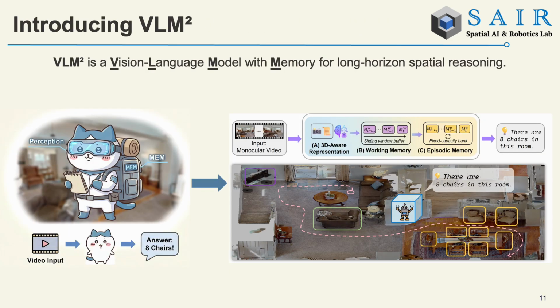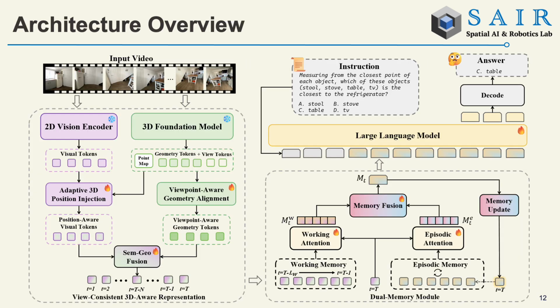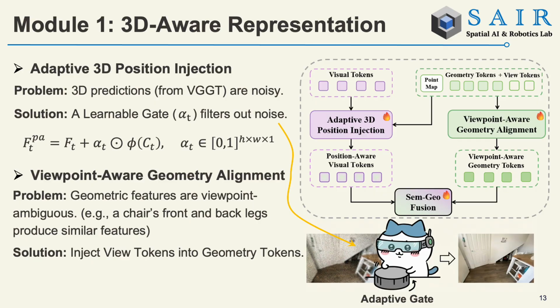VLM² tackles both failures. Think of it as giving the model goggles and a backpack. The goggles provide view-consistent 3D perception, while the backpack preserves short and long-term information about objects that are no longer visible. The pipeline has three stages. A 2D encoder extracts semantic features, while the Pi3 foundation model provides geometry and viewpoint cues. Two alignment modules combine them into a view-consistent 3D representation. A dual memory system then retrieves recent and earlier observations, and the language model uses this memory to answer the spatial question.